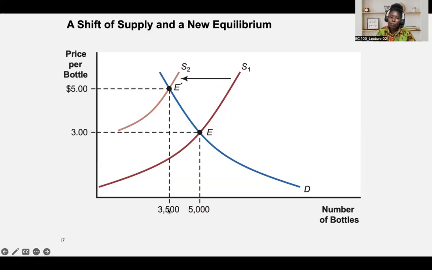So the equilibrium level, this was the equilibrium price and quantity, at this $3 before the shift. This is what they sold as a producer, and this is what consumers bought. But with bad weather now, there's a shift, which is a decrease in quantity supplied.